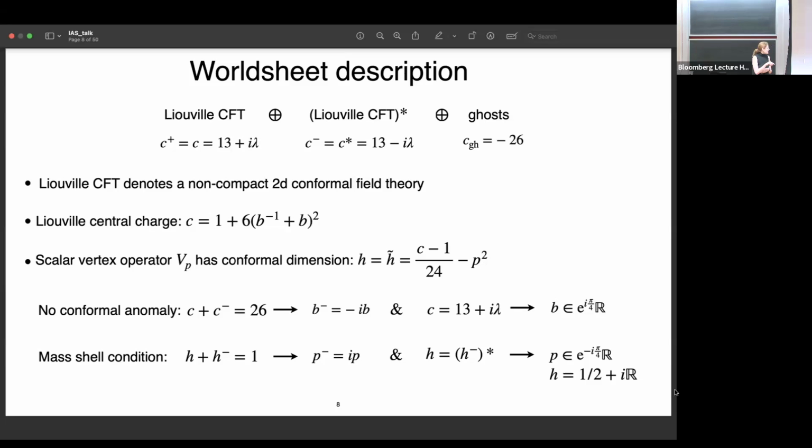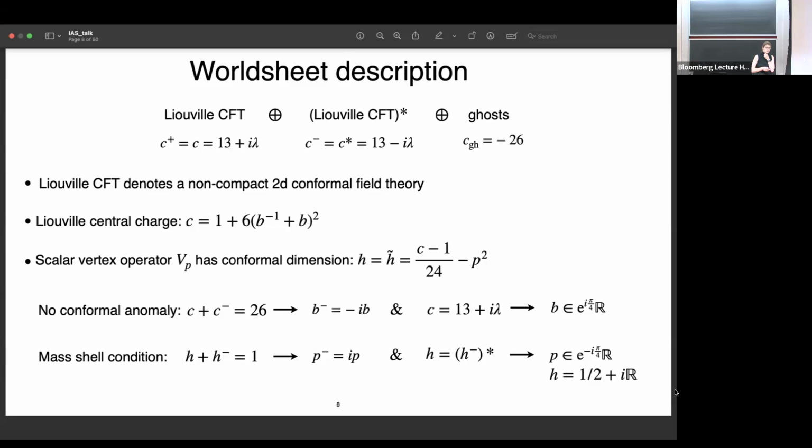Yeah, so to have a well-defined string theory, we needed the conformal dimensions to satisfy the Marshall condition, so h plus h minus needs to add up to 1. And it was convenient for us to also assume that the conformal dimensions are complex conjugates of each other. These two constraints, the Marshall condition plus the complex conjugate, put P on a 45-degree line as well. It was convenient for us to choose them on opposite lines, so that B times P is real. But it was a choice.